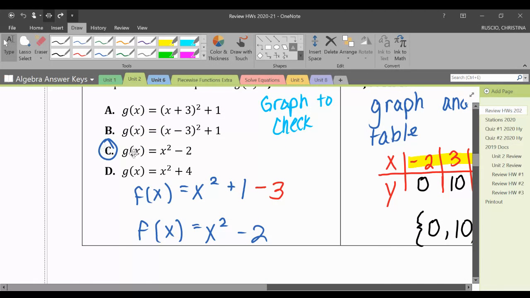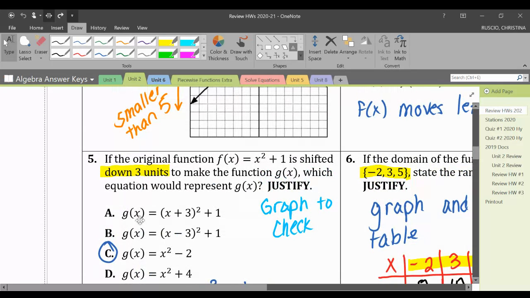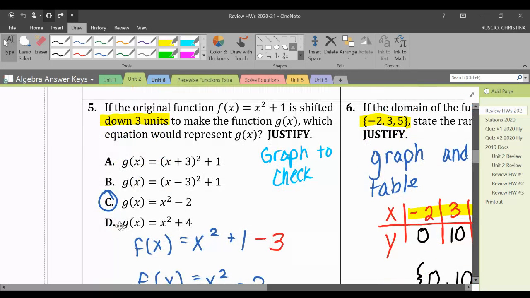Answer choice C. If A had been the correct answer, this would have said to the left 3 units. If B was the correct answer, this would have said to the right 3 units. If D was the correct answer, it would have moved up 3 units.